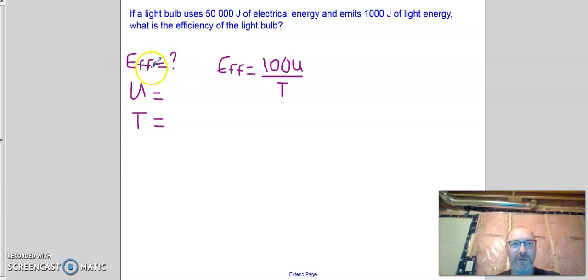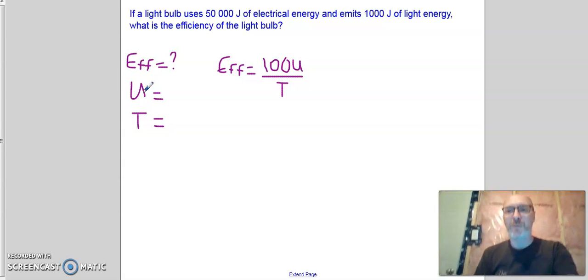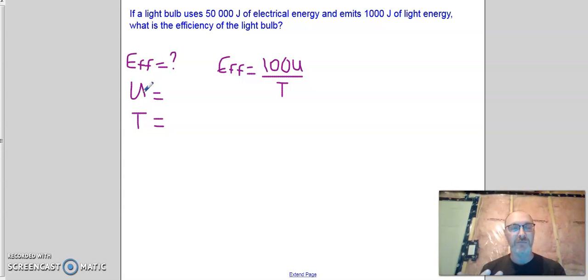So you're asked for efficiency here. Let's write down what we're given in the word problem. The useful energy, the U, remember, is determined by asking yourself, what's the purpose of the device? The purpose of a light bulb is to produce light. So when we look at the word problem, 1,000 joules of light energy is used to produce the light. So we're going to put 1,000 joules here for U.